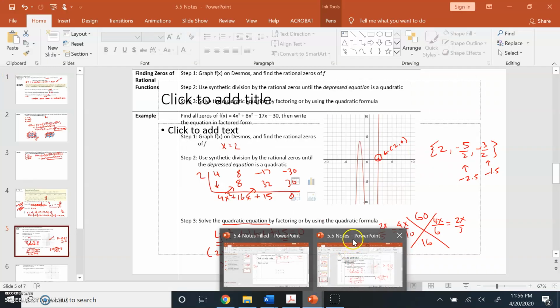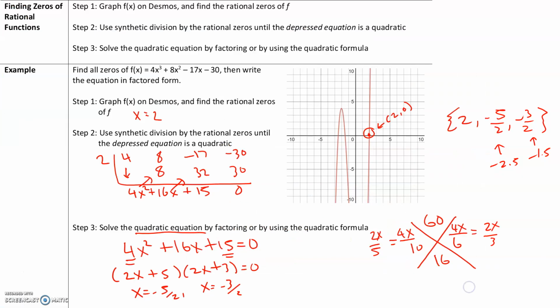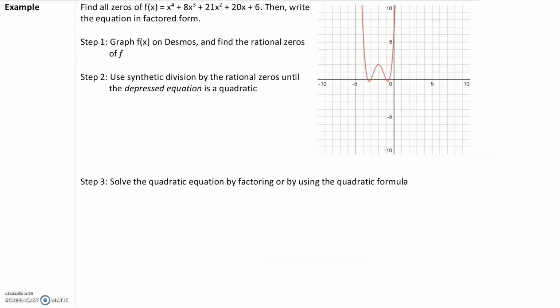So basic steps are graph this on Desmos, identify 1 zero. If it's a degree 3, if it's a degree 4, you'll have to identify 2 zeros, but it's a degree 3, so we identify 1 zero. And the reason for 1 zero is when you do synthetic division, we go from a degree 3 to a degree 2. And what we want is a quadratic, so we can use the quadratic formula or we can factor it. Let's take another example.